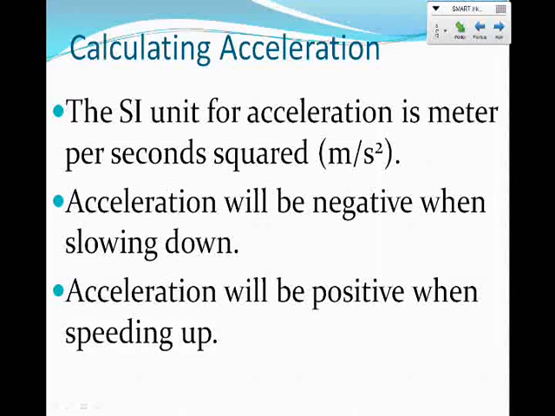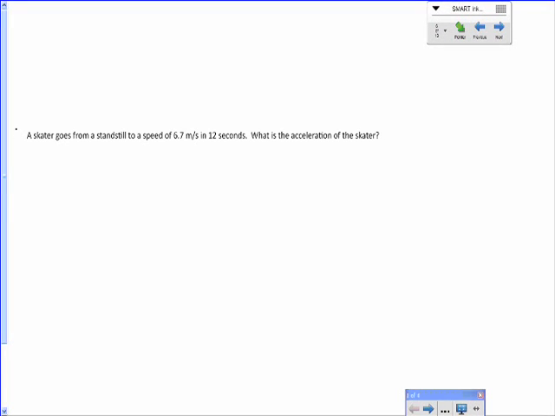Now, before we go to graphing acceleration, what I would like us to do is our practice problems in our notes. So we're going to do the first practice problem together, and then I'm going to let you do 2, 3, and 4 by yourself, and then resume the video so that you can check your answer. Your first problem is: a skater goes from a standstill to a speed of 6.7 meters per second in 12 seconds. What is the acceleration of the skater?